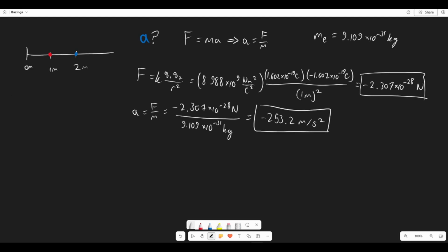As the sign of the force was negative, this is an attractive force, which means that the acceleration will also be towards the left.